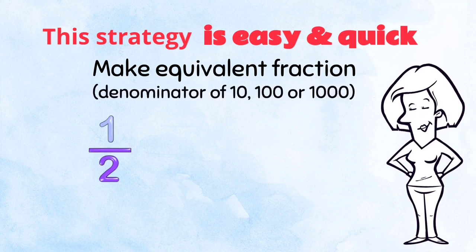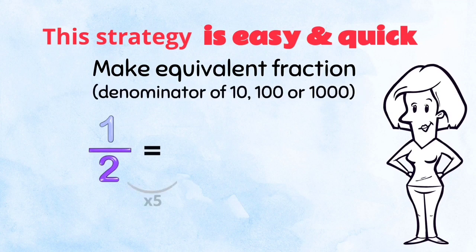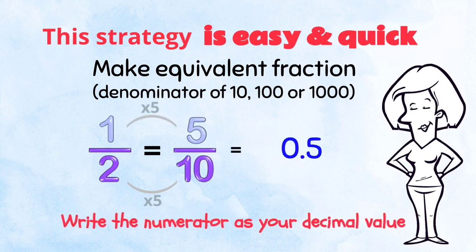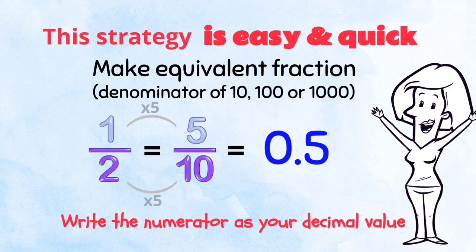Now for 1 over 2, what will we multiply to get 10 as a base? 5. Multiplying the same in the numerator, we will get 5 over 10. So 0.5 is equal to 1 over 2.